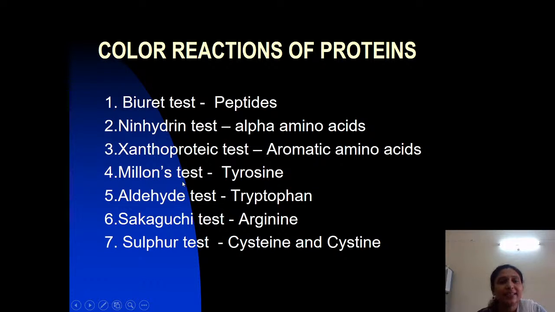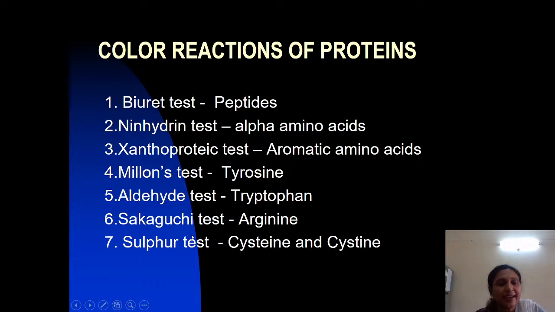Next, another color reaction, Millon's test. In Millon's test, a light red colored precipitate is observed. That indicates the presence of the amino acid tyrosine. Then the aldehyde test. Here in the aldehyde test, a purple ring is observed. That indicates the presence of the indole group containing amino acid tryptophan.